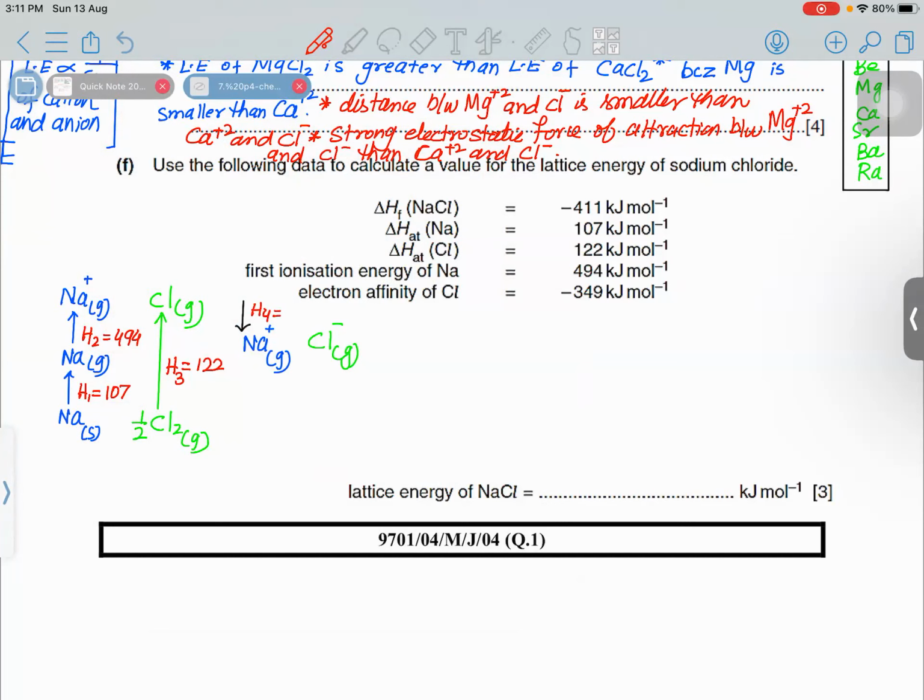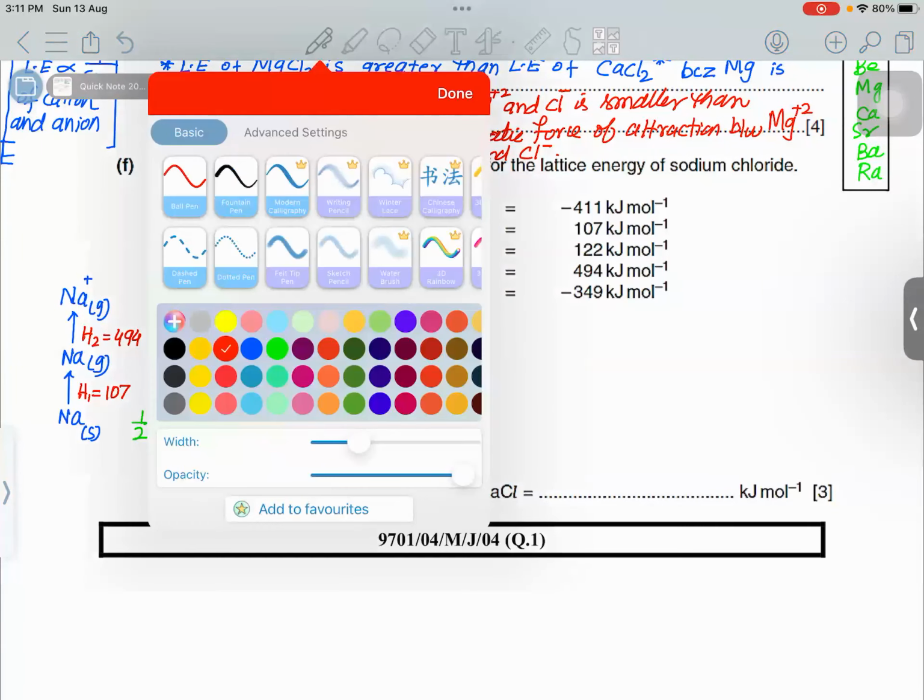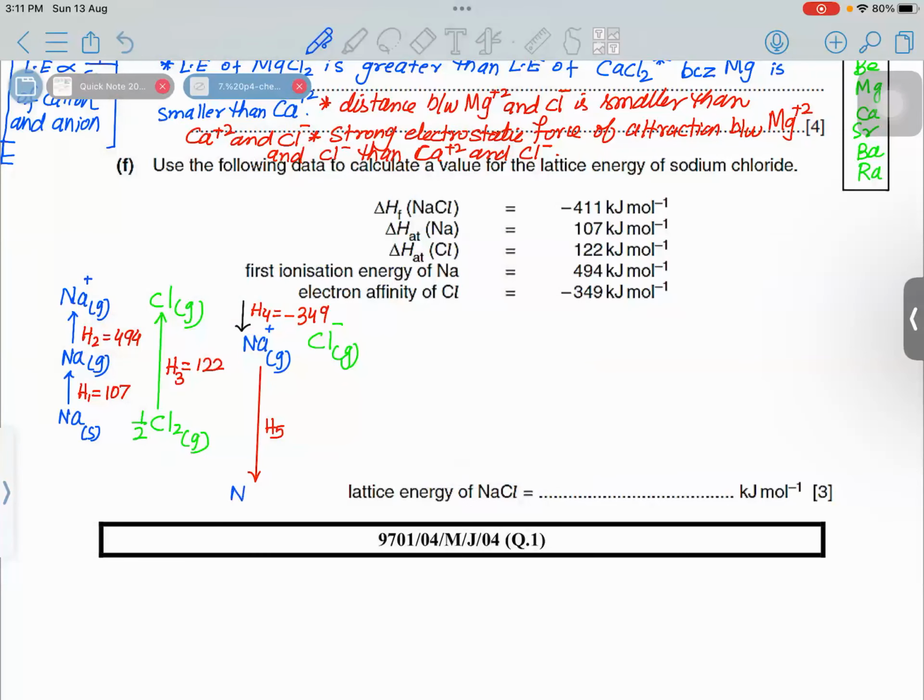So the electron affinity of chlorine. Yes, this is minus 349. Now join these two. This is H5. Can you tell me the value of H5? We have to find the value of H5, so it is X. Now join these two.